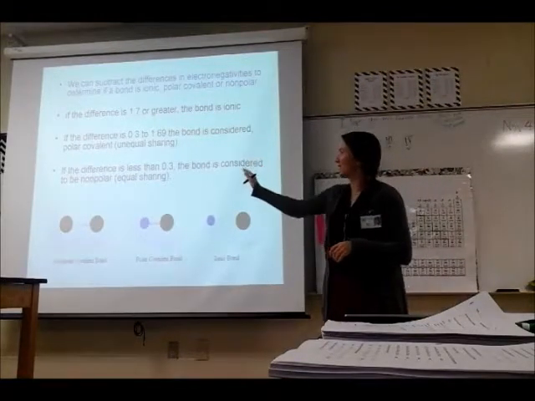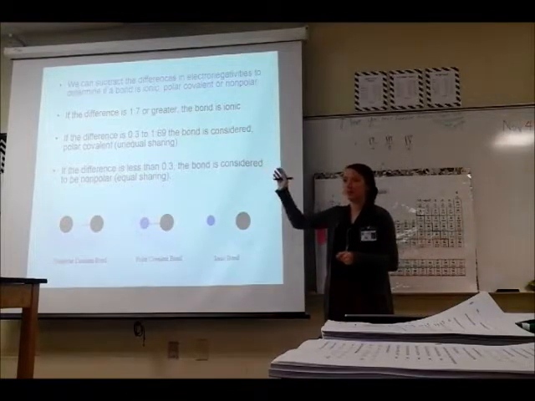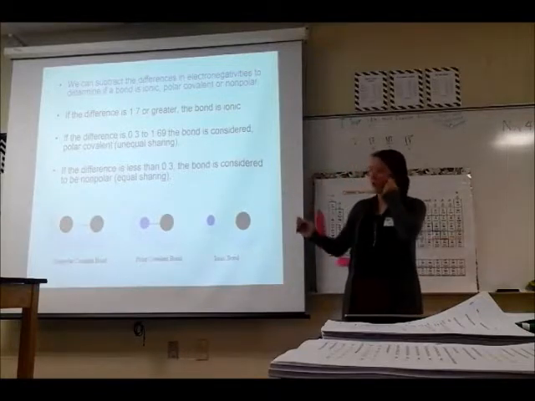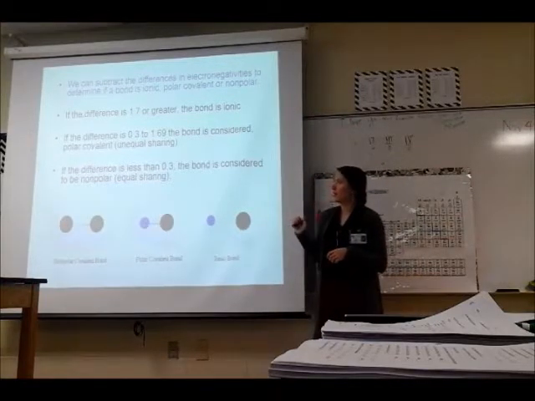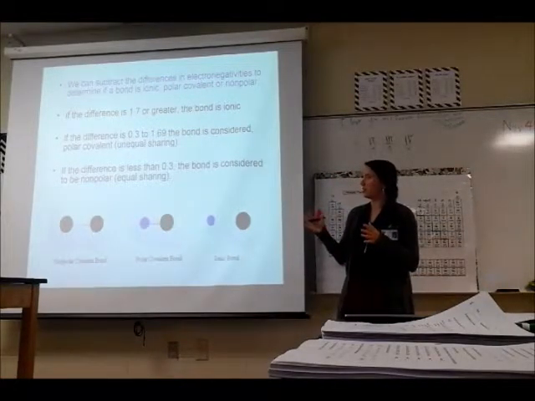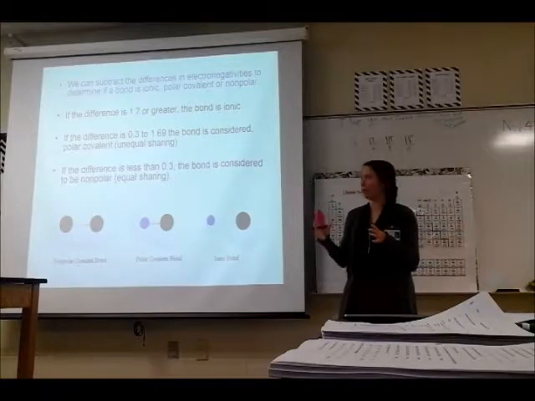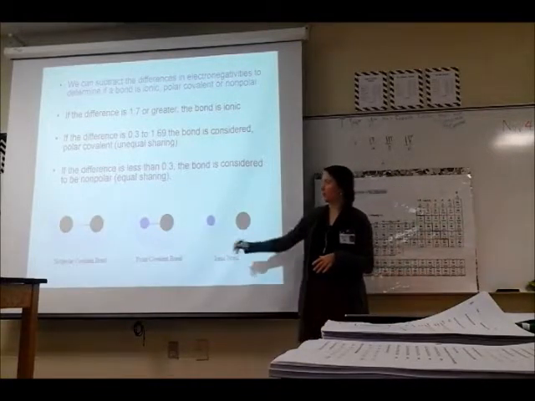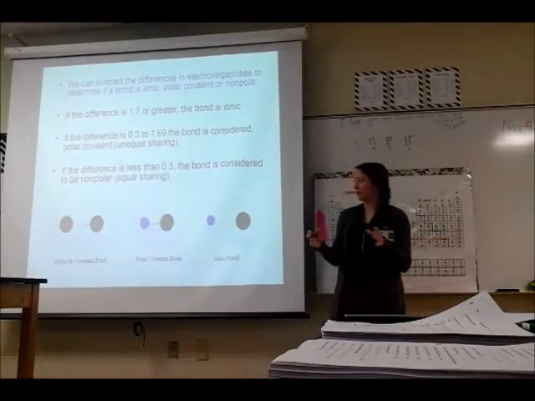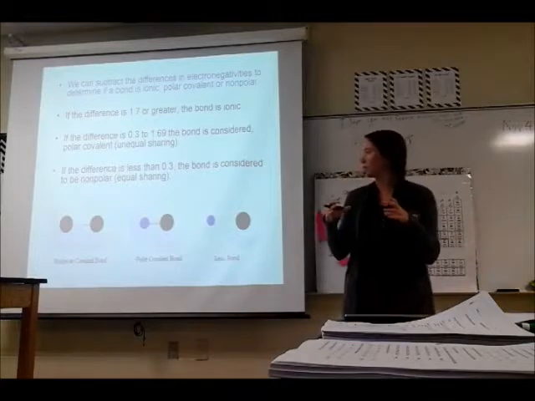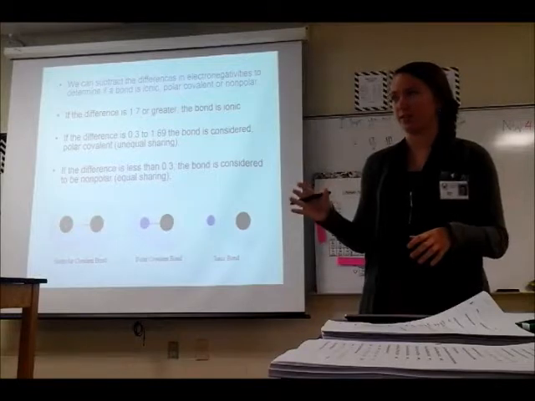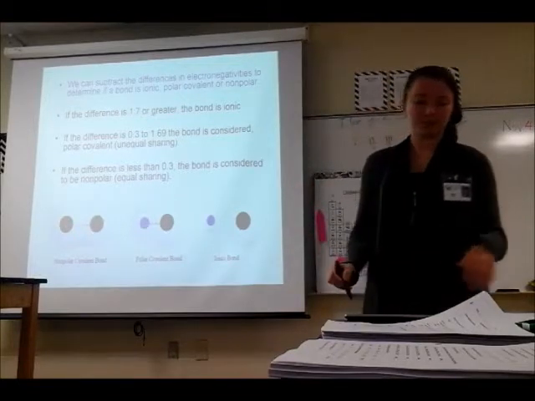So right there above it is, if it's 1.7 or greater, the distance between the two electronegativities, then it's an ionic bond. That's going to be this one. If the difference is from 0.3 to 1.69, then it's going to be polar. It's unequal, and so it's going to be polar. It's going to be the middle one. And then if it's less than 0.3, then it's going to be nonpolar, because it's really equal. It's really kind of neutral between the two on how they have their electronegativity distributed.